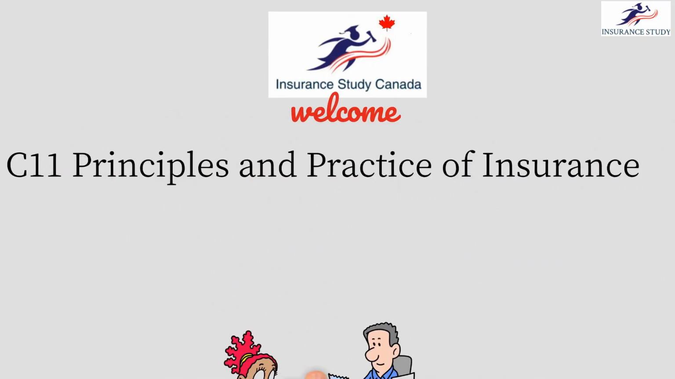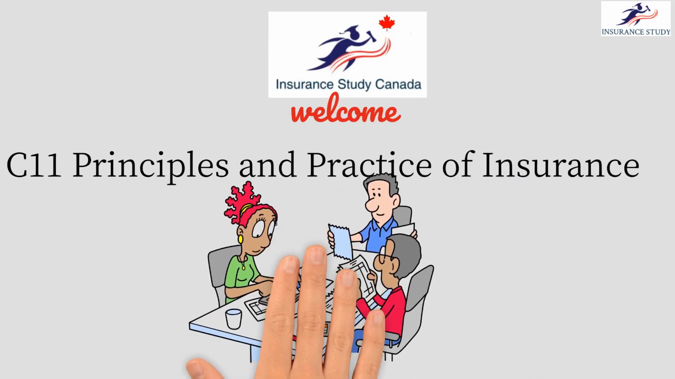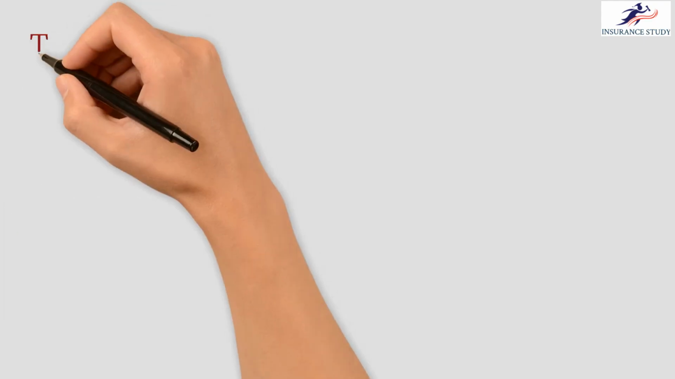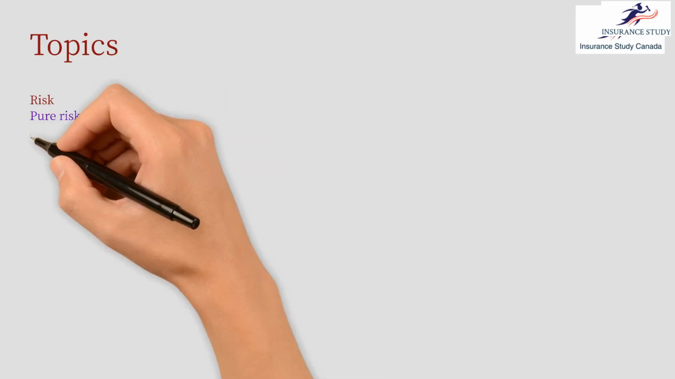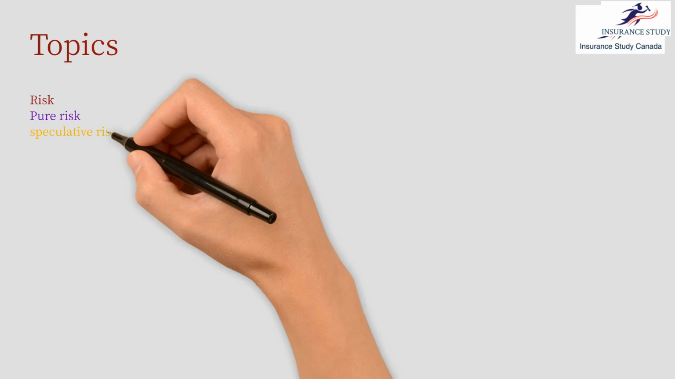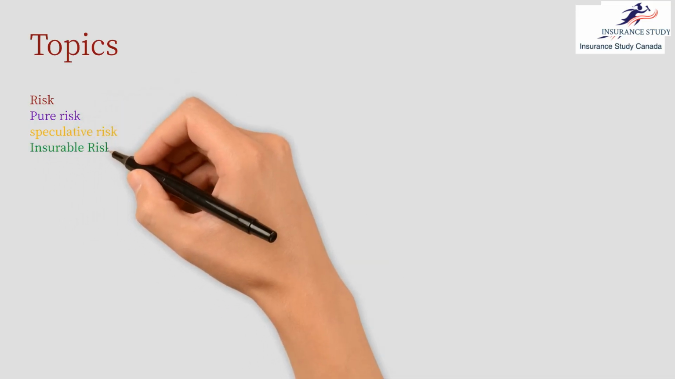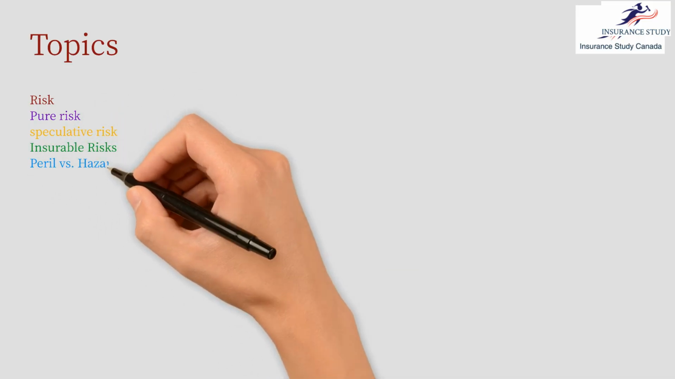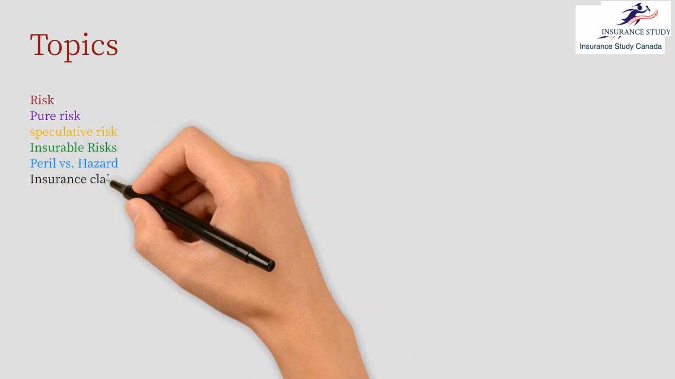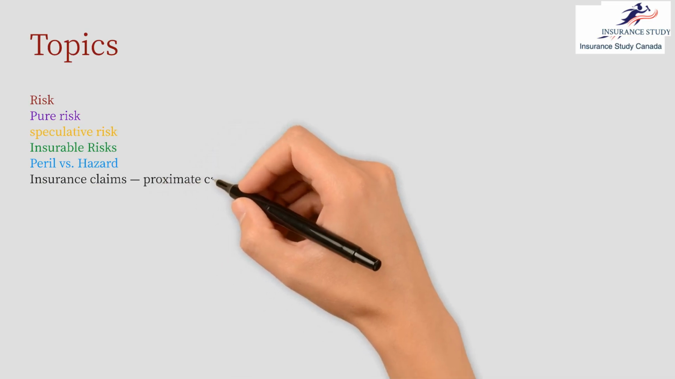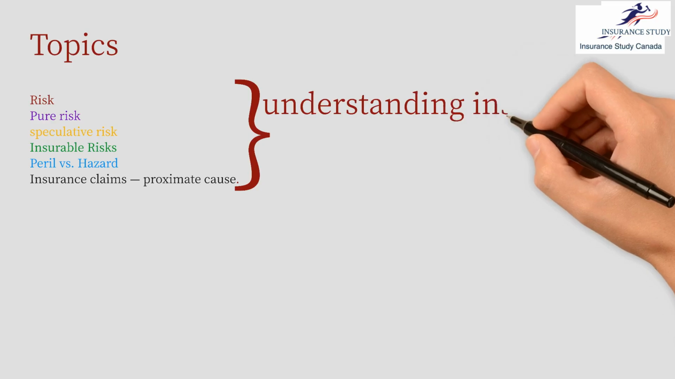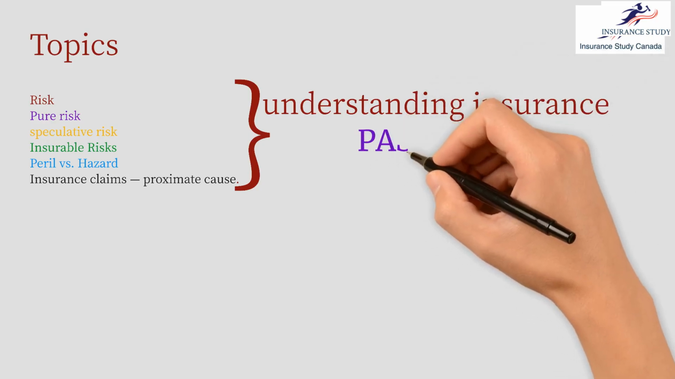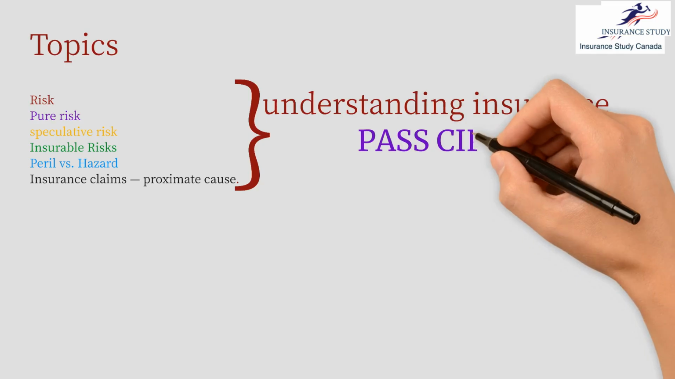In this video, we are going to build the foundation for understanding insurance. We will start with one of the most important words in insurance, risk. Then we will learn about pure risk, speculative risk and different types of insurable risk, perils and hazards, and finally one of the most important concepts for insurance claims, proximate cause. These concepts are important not only for understanding insurance but also for recognizing the correct answer in CIP exam questions.